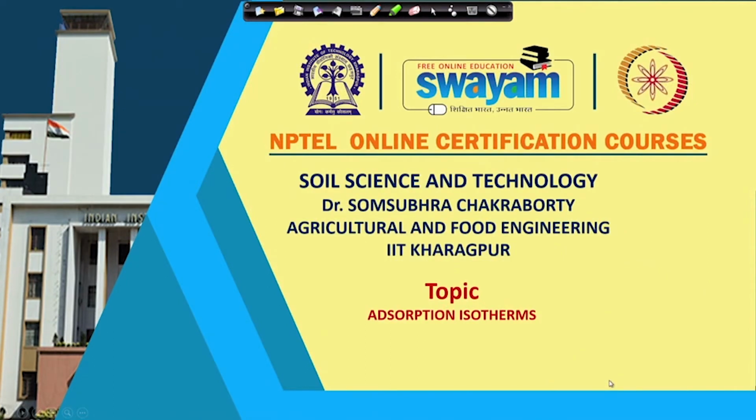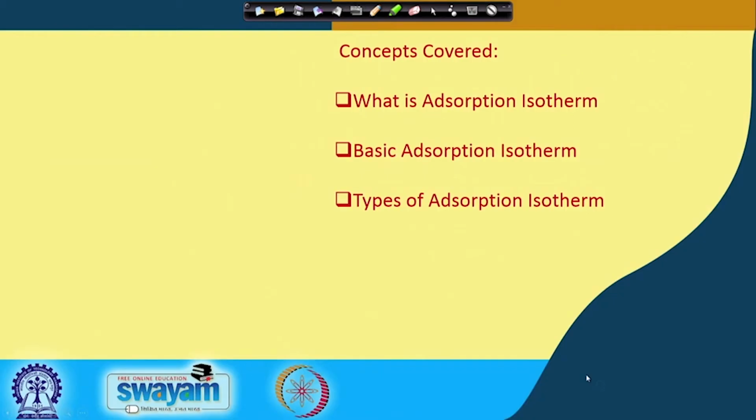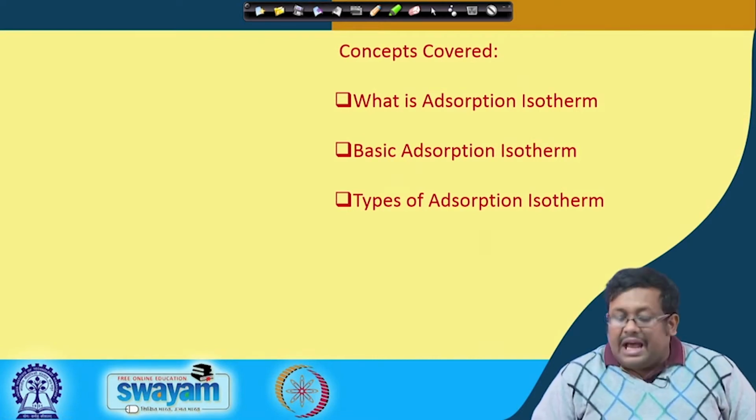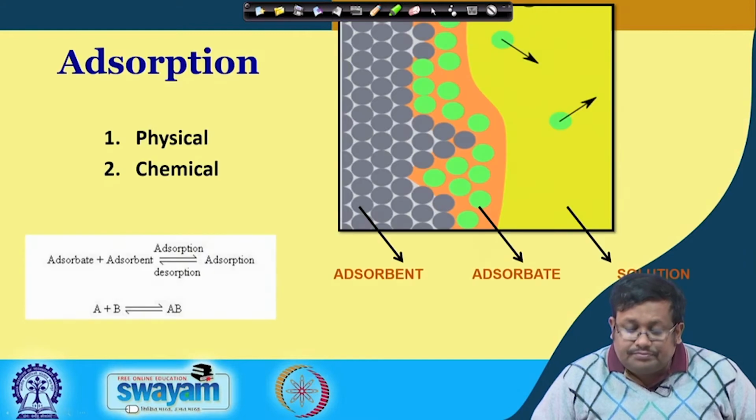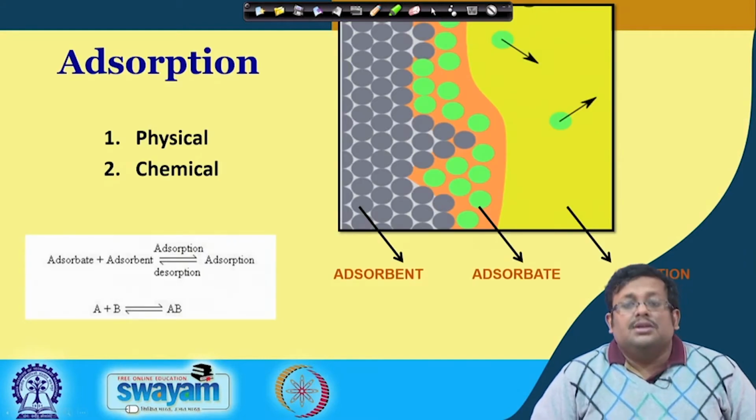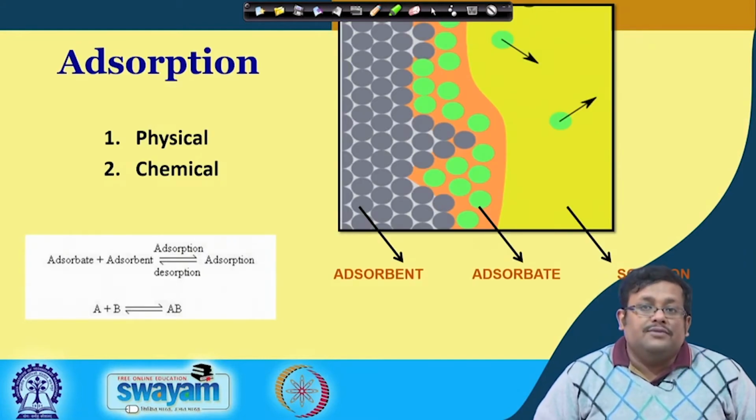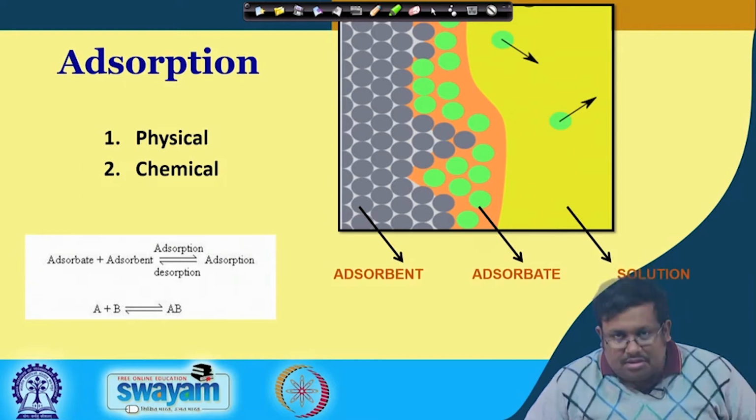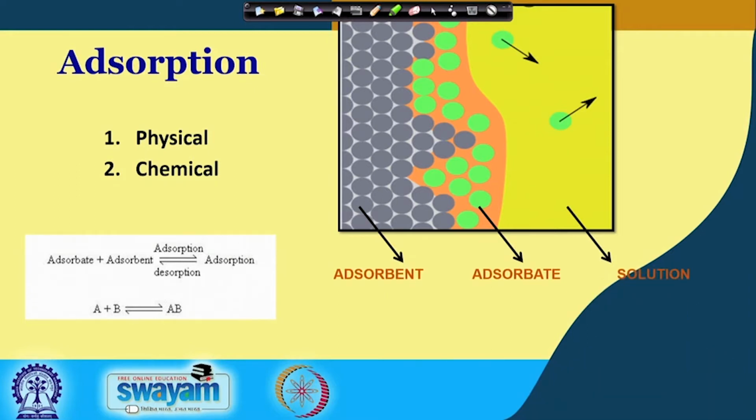start a new topic, that is adsorption isotherms. Now, adsorption isotherms basically deal with the adsorption process. We will cover the following concepts: what is adsorption isotherm, basic adsorption isotherms, and types of adsorption isotherms. So, what is adsorption? Adsorption can be divided into physical adsorption or chemical adsorption. Another name for physical adsorption is physisorption, and chemical adsorption is chemisorption.